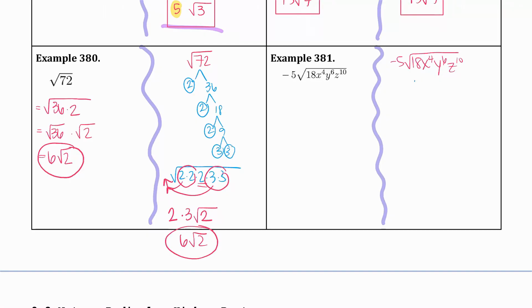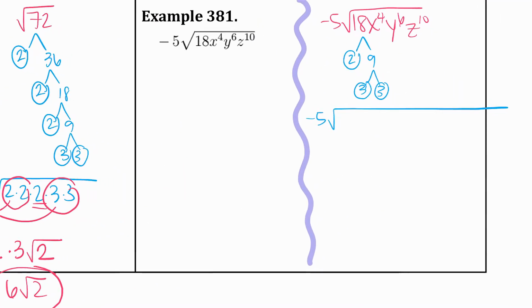So if we find the prime factorization of 18, I have 2 and 9, 3 and 3, and I'm going to rewrite this as negative 5 square root, and I'm going to make this really long. I'm going to write really small here, of 2 times 3 times 3. The reason I did this is I want us to remember that x to the 4th is really x times x times x times x. Y to the 6th is really y times y times y times y times y times y.